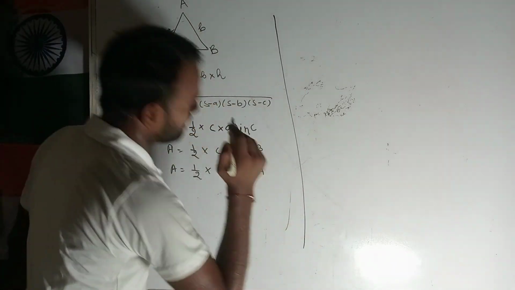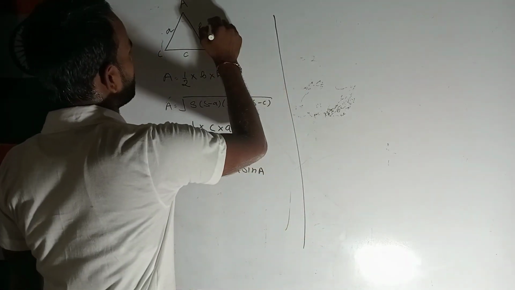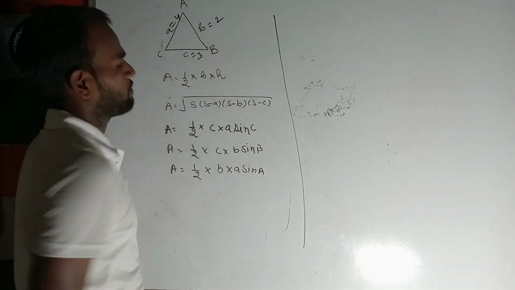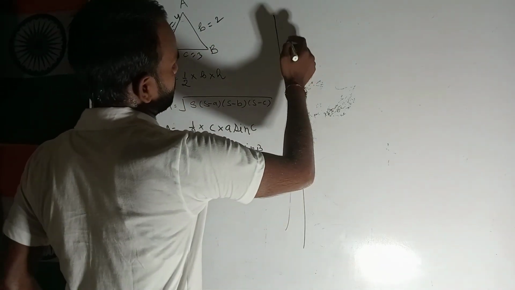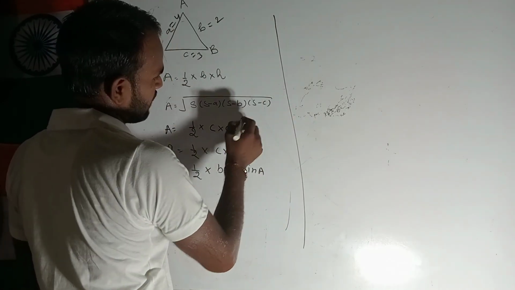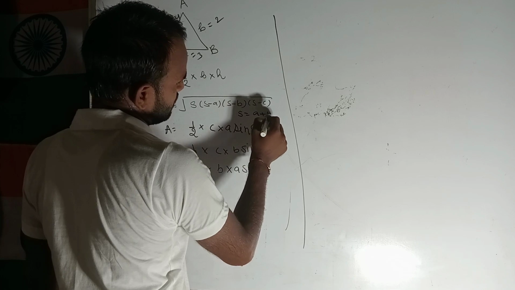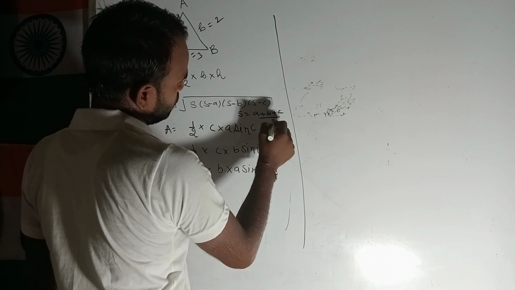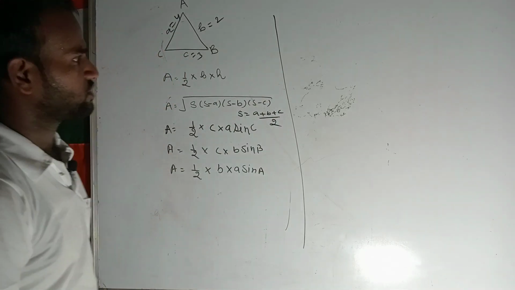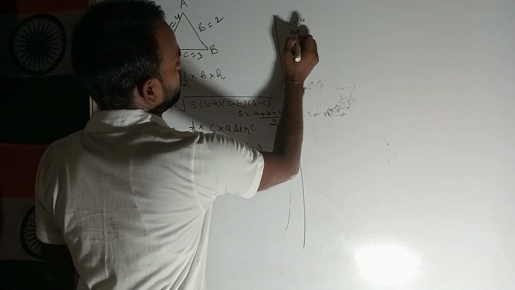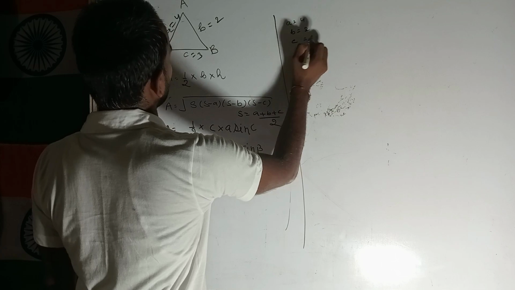If I take a numerical value, let's suppose B equals 2, C equals 3 and A equals 4. What will be the area? Here I forgot to include that S equals A plus B plus C upon 2. This will be the value of S. So we have A equals 4, B equals 2 and C equals 3.